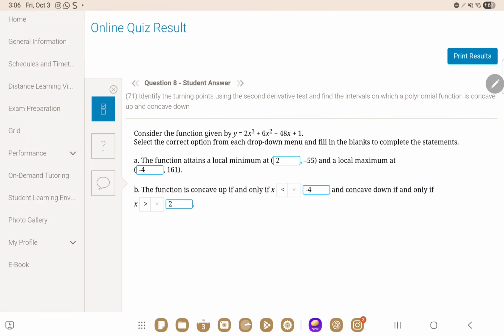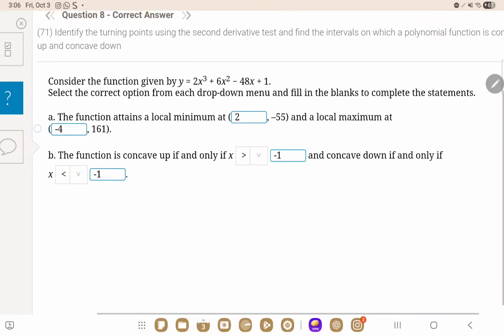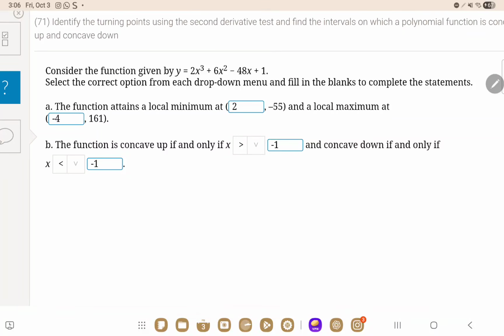Now, identify the turning points using the, okay, never mind. You could solve it in many different ways. This is question 8. So, consider this function, and you need to find the local minimum and maximum. So first of all, we need to derive. So y prime is equal to 6x squared plus 12x minus 48. So now we derived it. Now what do we do next?